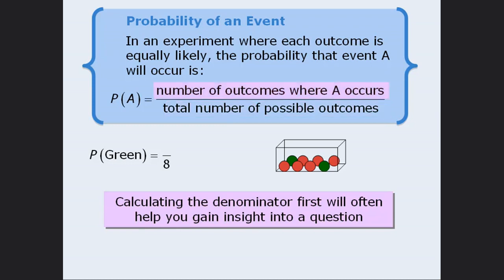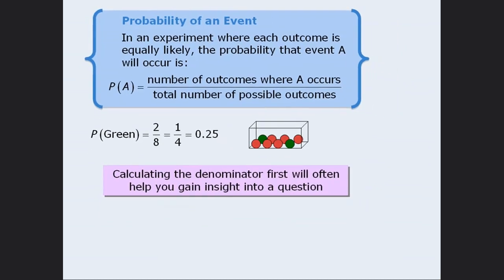Now we'll move up to the numerator. Here we want to determine the number of outcomes where selecting a green ball occurs. Since 2 of the 8 balls are green, a green ball can be selected in 2 of the possible outcomes. We can now simplify this fraction to be 1/4, or we can rewrite it as a decimal, 0.25. So the probability that the selected ball will be green is 1/4, or 0.25.